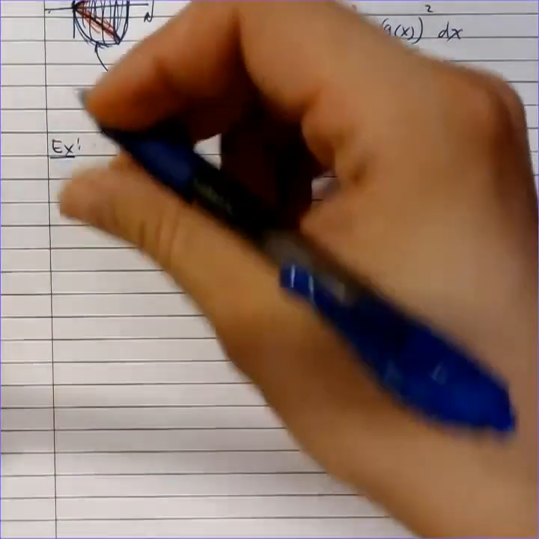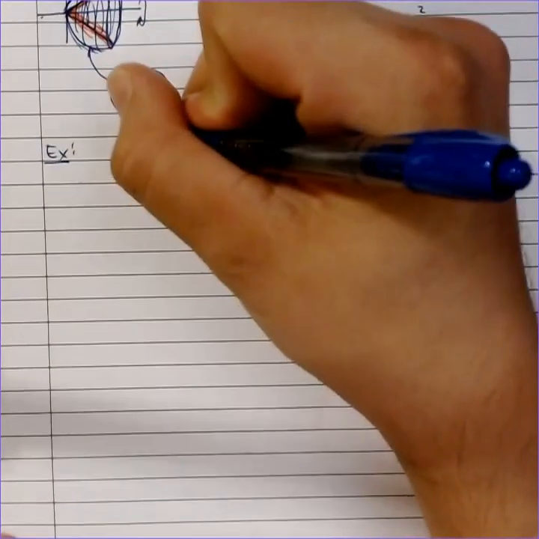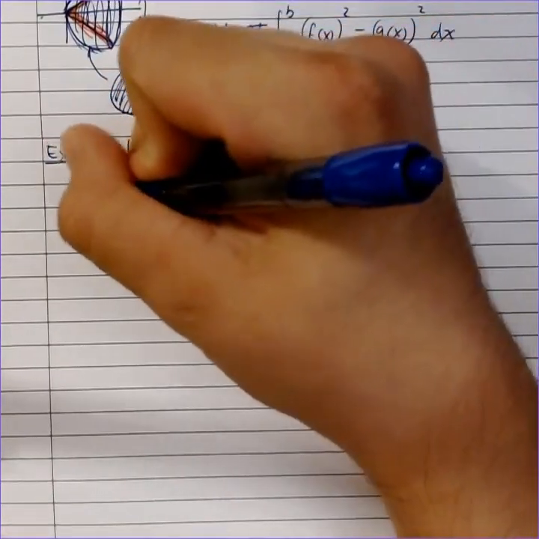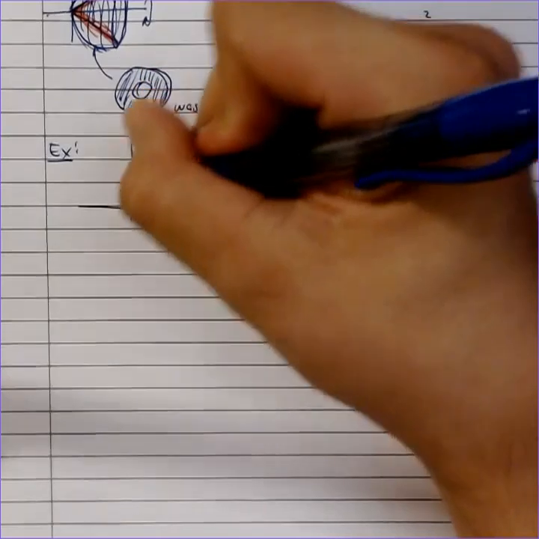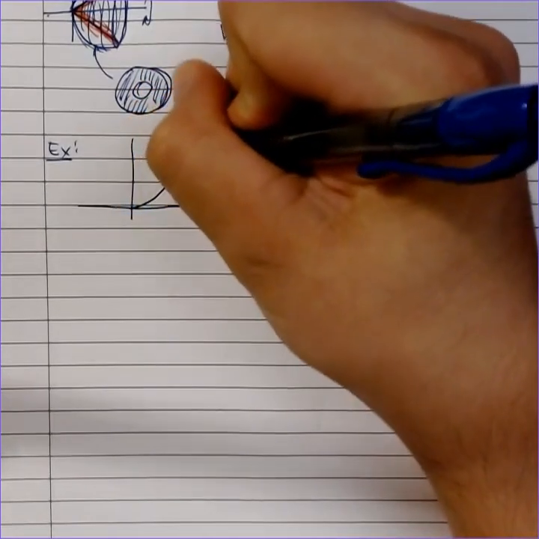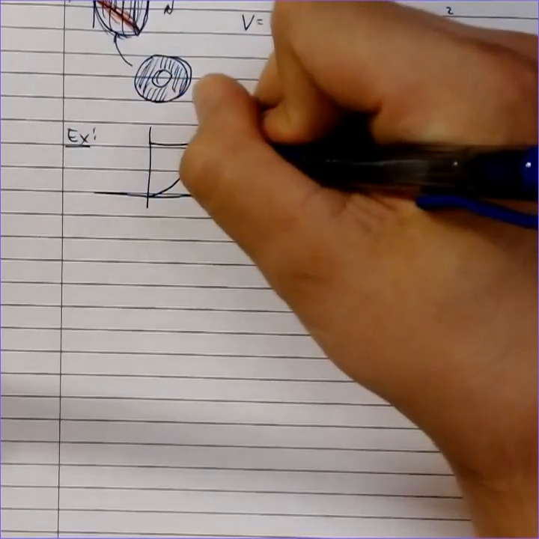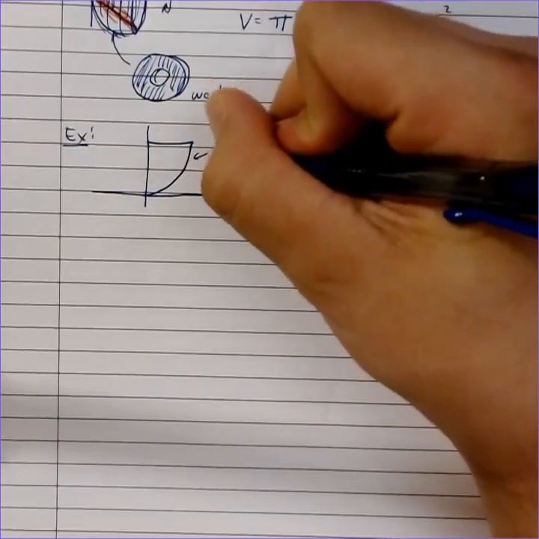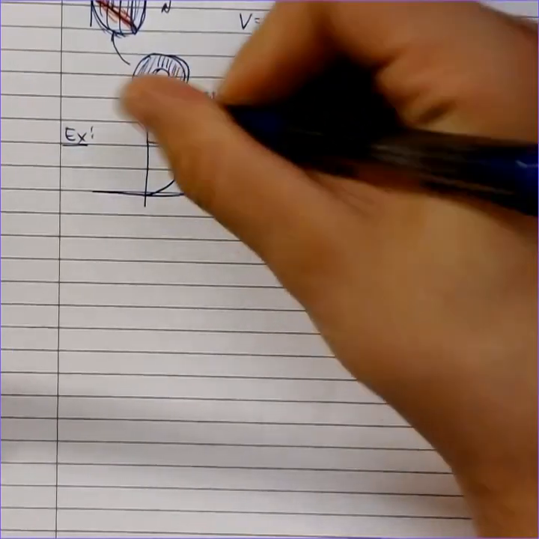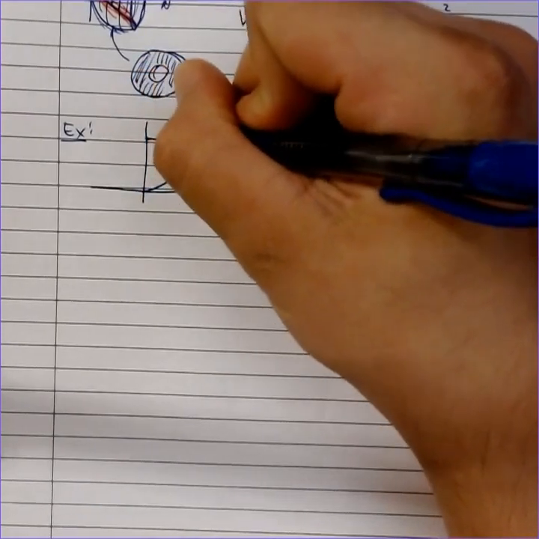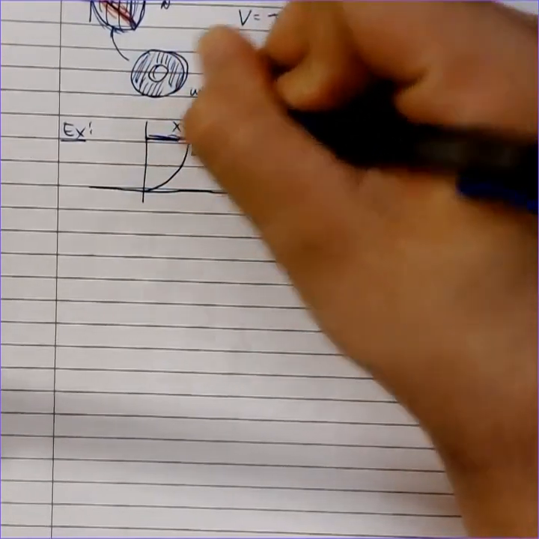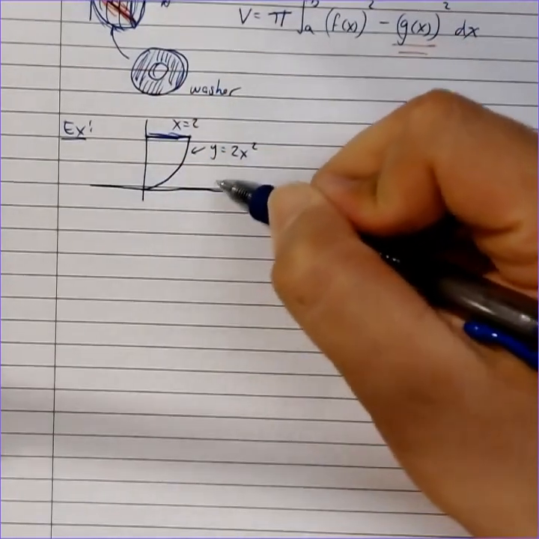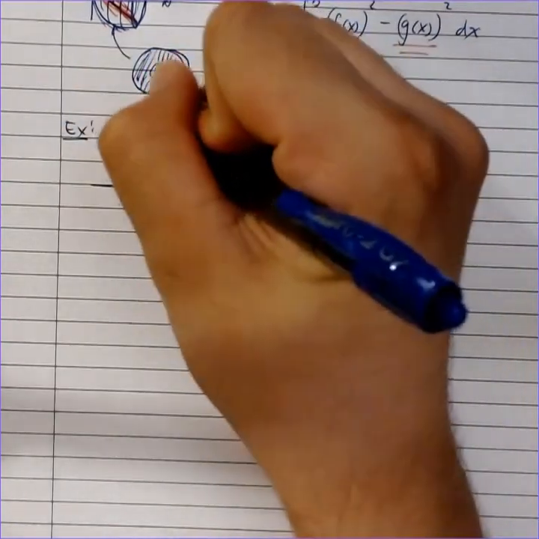So let's go ahead and consider this object here. This is the curve y equals 2x squared. And in fact, let's go ahead and draw that out. Y equals 2x squared. And then this is the line x equals 2. Okay. But now, instead of revolving this way, we're going to revolve this way. We're going to revolve around the y-axis.